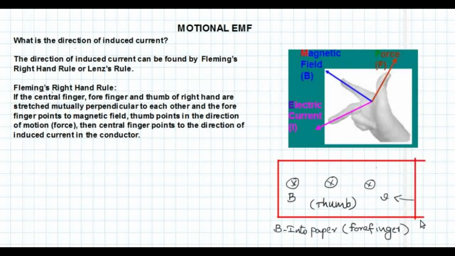That means in this conductor, the current is produced in the downward direction, or the direction of induced current is downward. And since the whole frame is made of metal or conductor, we may assume that the current is flowing in this direction, right? So this is the clockwise direction. That means the induced current in this frame is in the clockwise direction. So using Fleming's right hand rule, we can find the direction of induced current due to the motional EMF.